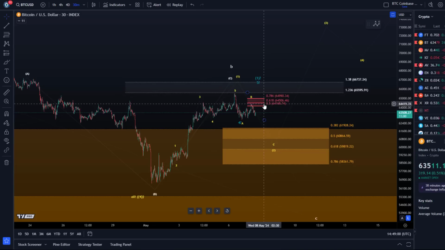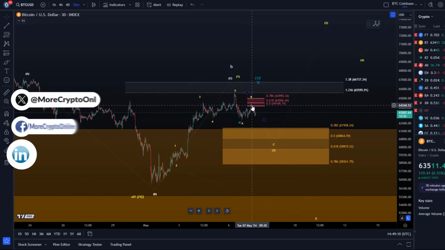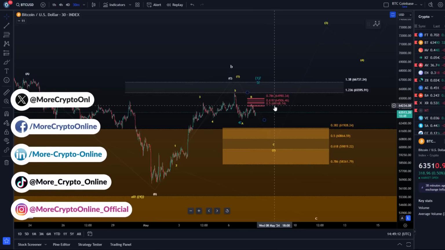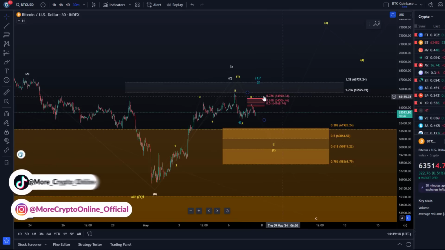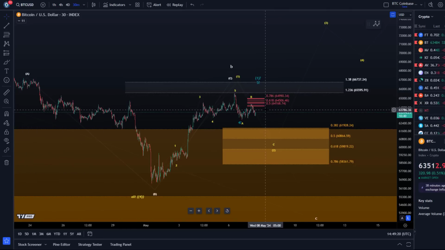We just want to take a look at the intraday short-term structure. Bitcoin has reacted already to the previously communicated resistance area. I think we defined that one together in the last video, between $64,170 and $64,990. That's the micro resistance area we took a look at in the last video.